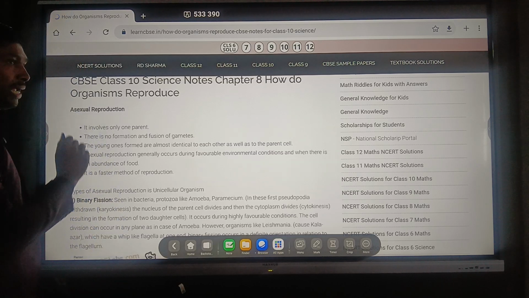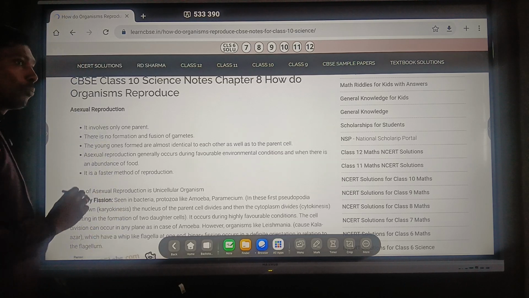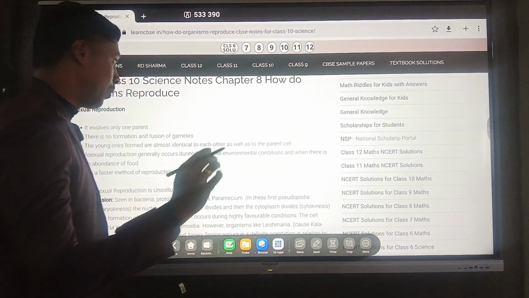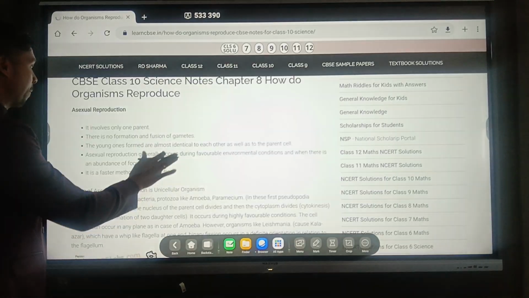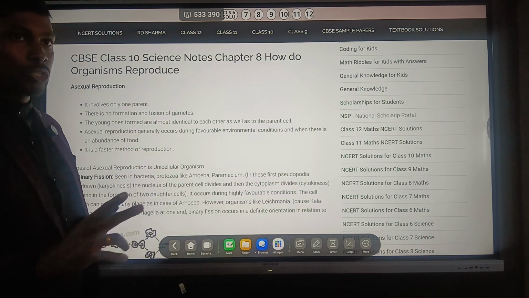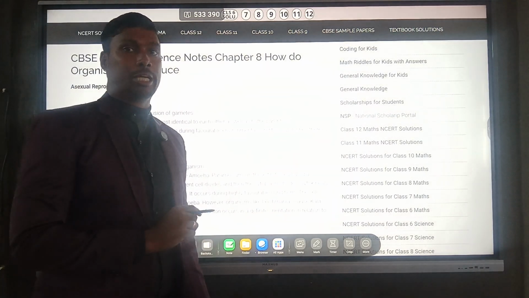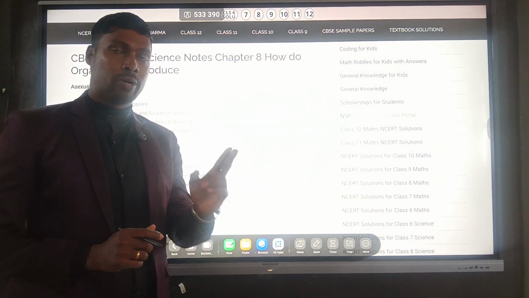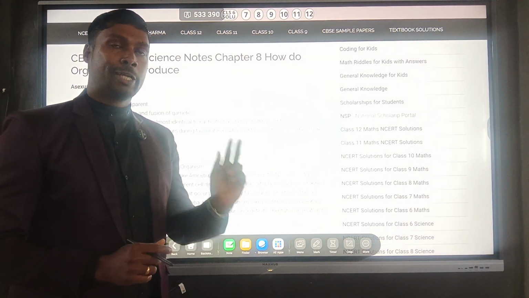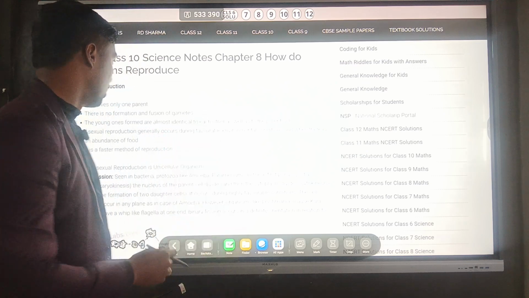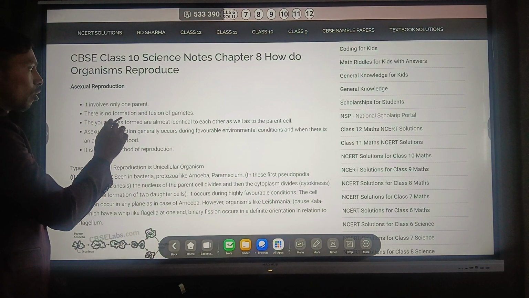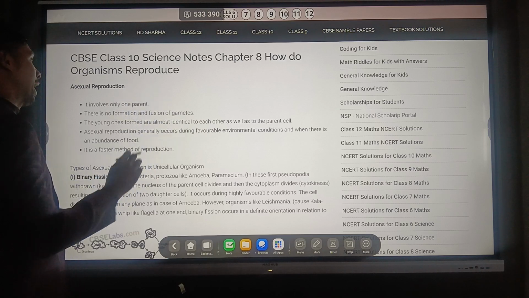What is meant by asexual reproduction and what are its uses? I will explain one by one. It involves only one parent. What is the difference between sexual reproduction and asexual reproduction? Sexual reproduction involves two parents. Asexual reproduction involves only one parent. There is no formation and fusion of gametes.